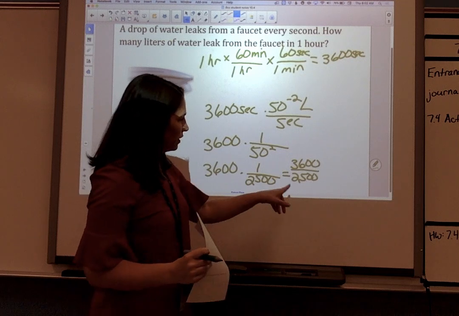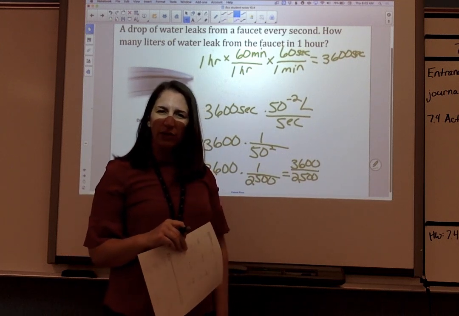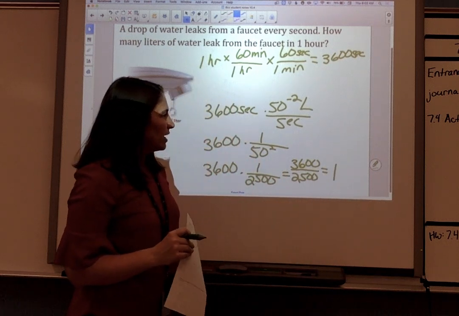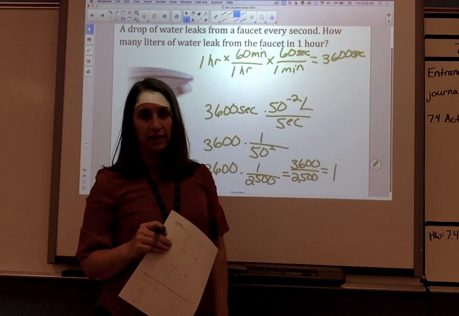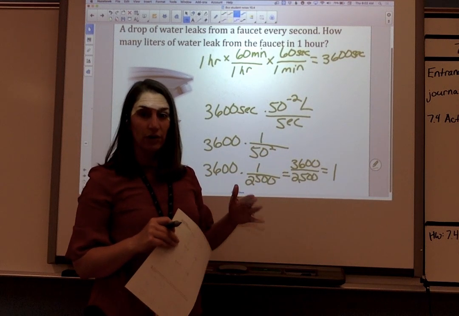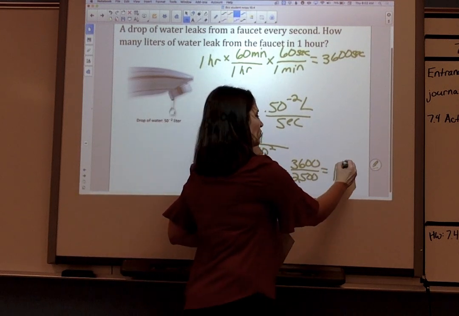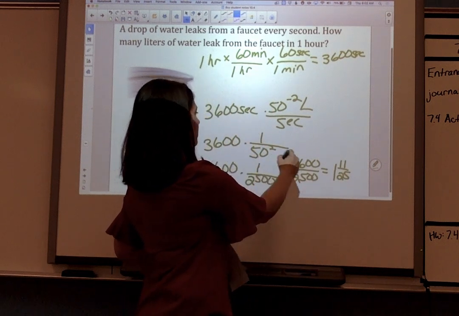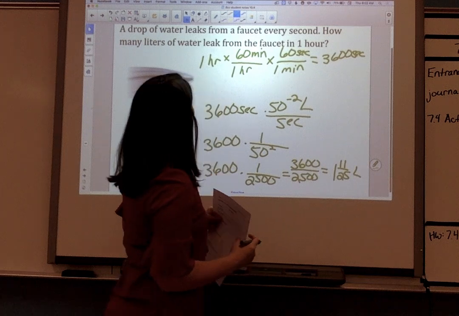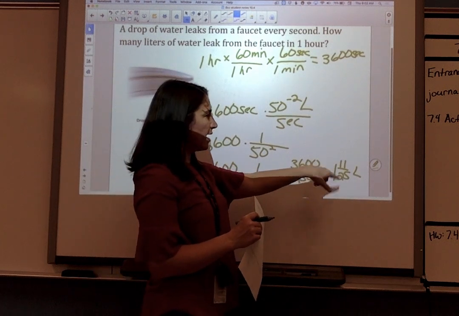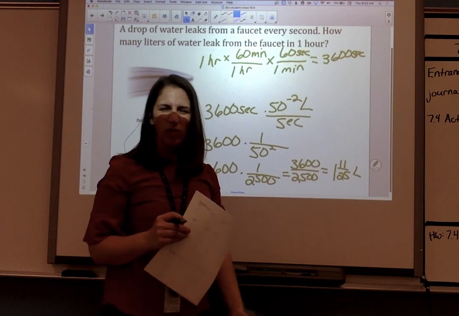2,500. We know that 2,500 would go into 3,600 one time, and we would have 1,100 left over. So that's 1 and 1,100 over 2,500. So that's 1 and 11 over 25, and we're left with liters as our units. So how many liters of water leak from the faucet in 1 hour? 1 and 11 over 25 liters, so almost 1.5 liters.